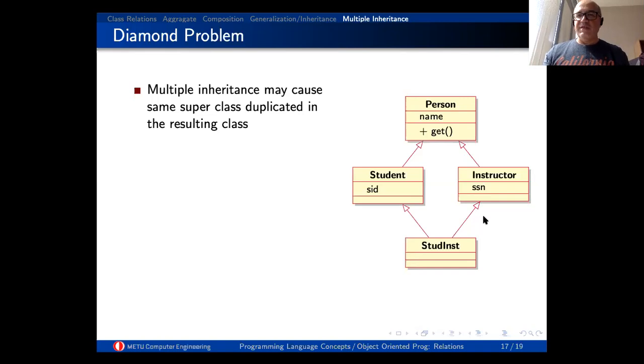So the multiple inheritance has this repetition and redundancy problem. And redundancy comes with some non-determinism and ambiguity, and we don't like that, especially in software. So we shouldn't have that. And how can we get rid of that? When I initialize the student instructor, I should have only one person created for me, and I should have only access to that.